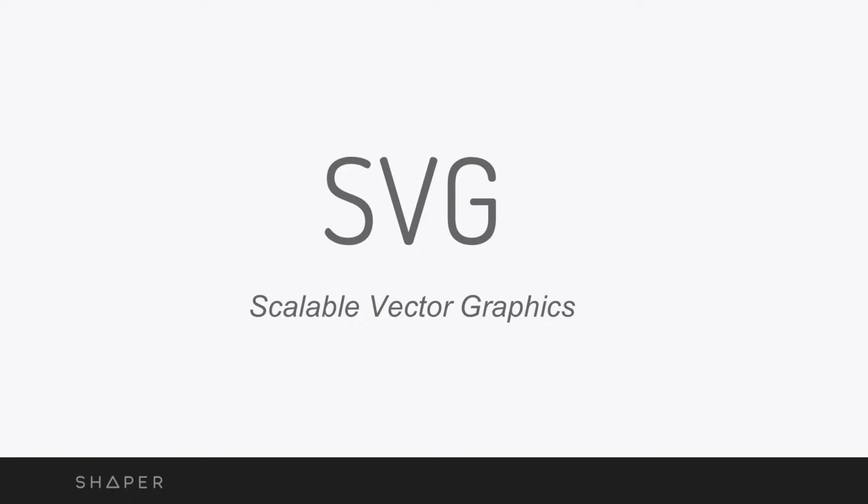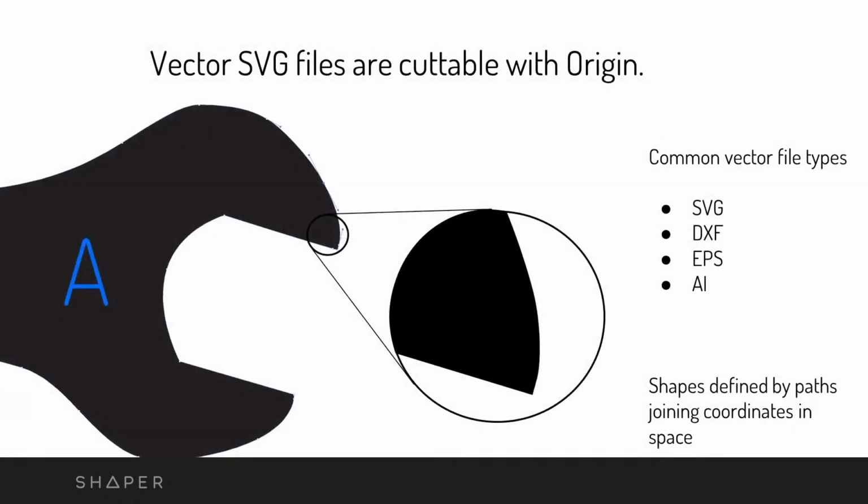Now this is pretty important because if we go to the next slide, you're going to see that these are the cuttable file types with Origin, and really they're mathematical models of objects. So SVG is the file that we support, but DXF and AI files are other types of vector file types, but you're going to have to convert them into SVGs to get them into Origin. Now, when you look at the corner of this wrench here, you're going to see it's a really crispy edge. And if we zoom in or zoom out, it's always going to stay crispy.